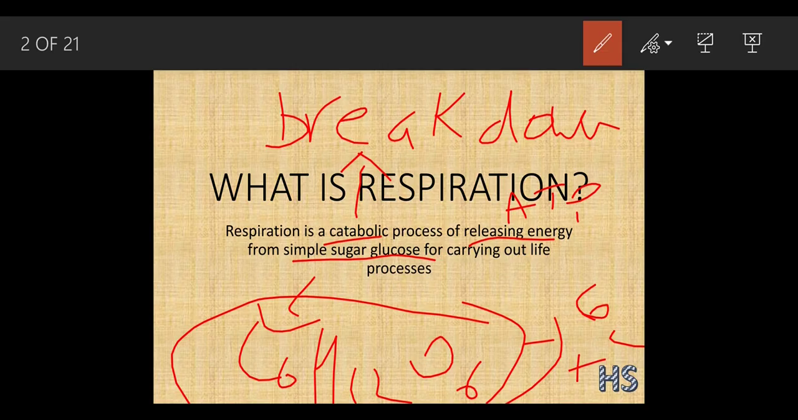This carbon dioxide is developed in the cell organelle called mitochondria, because the function of the mitochondria is cellular respiration. So the respiration process is a chemical process, and it occurs in the organelle, that is the mitochondria.